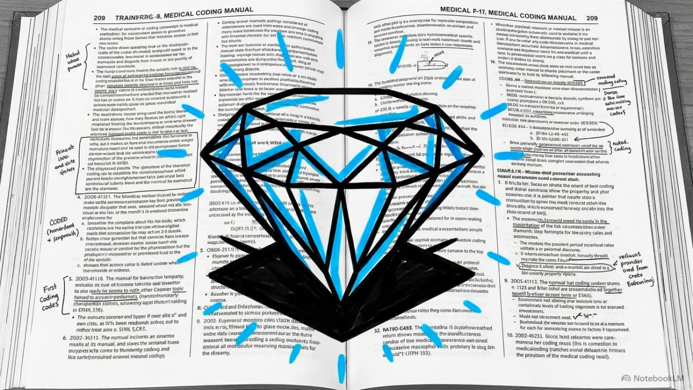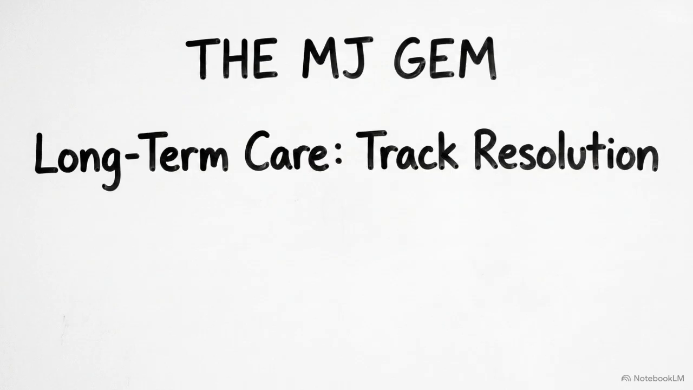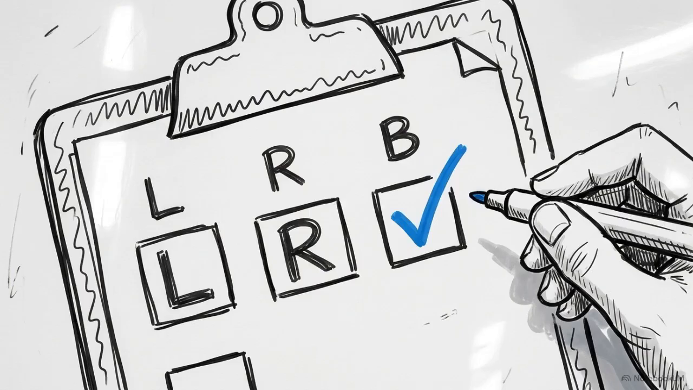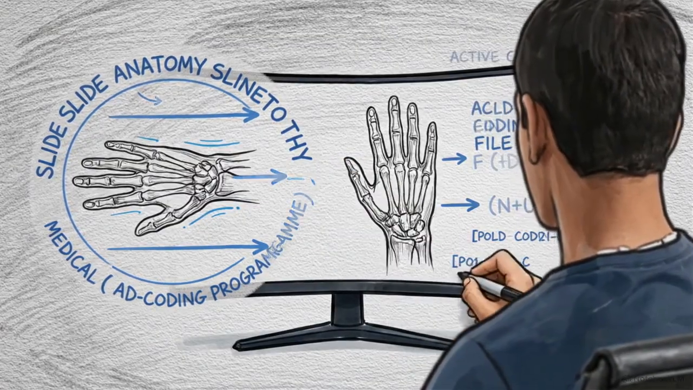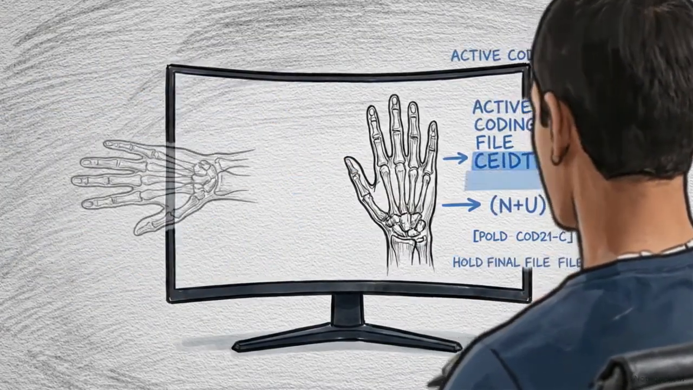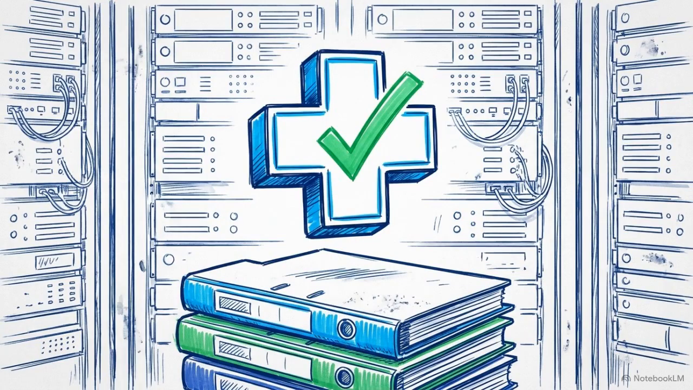To simplify this for daily use, we use a mental heuristic called an MJ-GEM. The core rule is left, right, or both. You must be specific. For long-term care, remember, bilateral stays until one side is gone. Before submitting any chart, confirm the side affected, check for any clinical changes since the last visit, and verify that your code reflects the current status. Consistently applying guideline B.13 produces data that is precise, compliant, and defensible under audit.